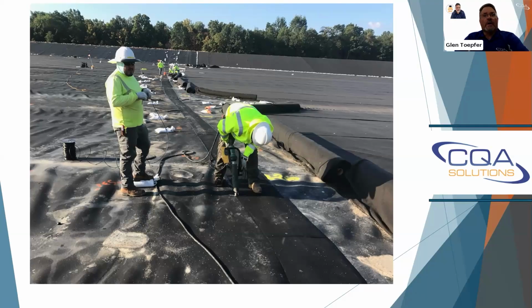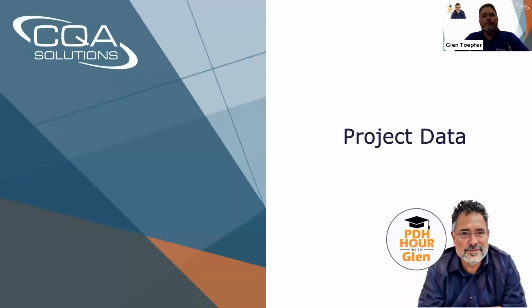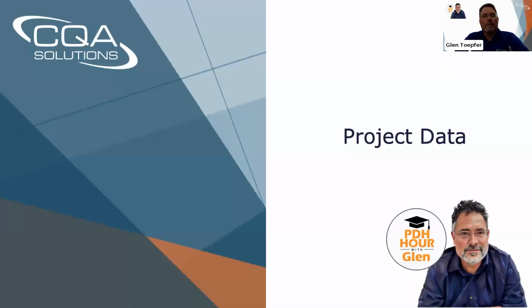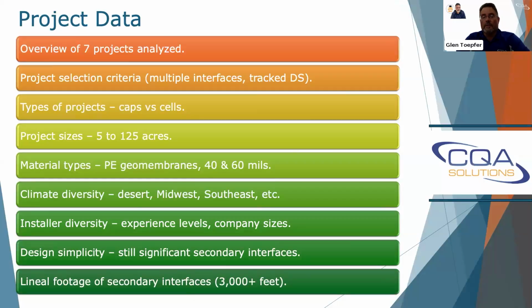So getting into the project data here. Oops, there it goes. All right, I think I'll get the keyboard working correctly here, but yeah, we looked at 7 projects, kind of an overview here. There was the project selection criteria, as I mentioned earlier. There were multiple interfaces, so it wasn't one that was just smooth, or textured. It was one that had the different combinations of materials.